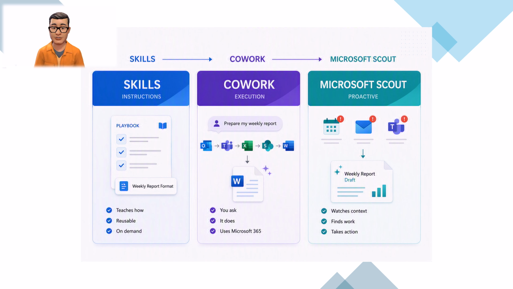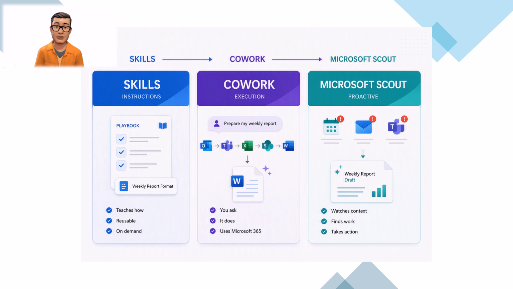Now let's look at Microsoft Scout. Scout is different again. It is designed as an always-on personal agent. Microsoft describes Scout as being able to understand work context and proactively handle things such as meeting preparation, scheduling conflicts, upcoming deliverables, and routine tasks without requiring a new prompt every time. So remember, skill is teaching how, Cowork executes your request, and Scout acts proactively. That gives us a much cleaner separation.